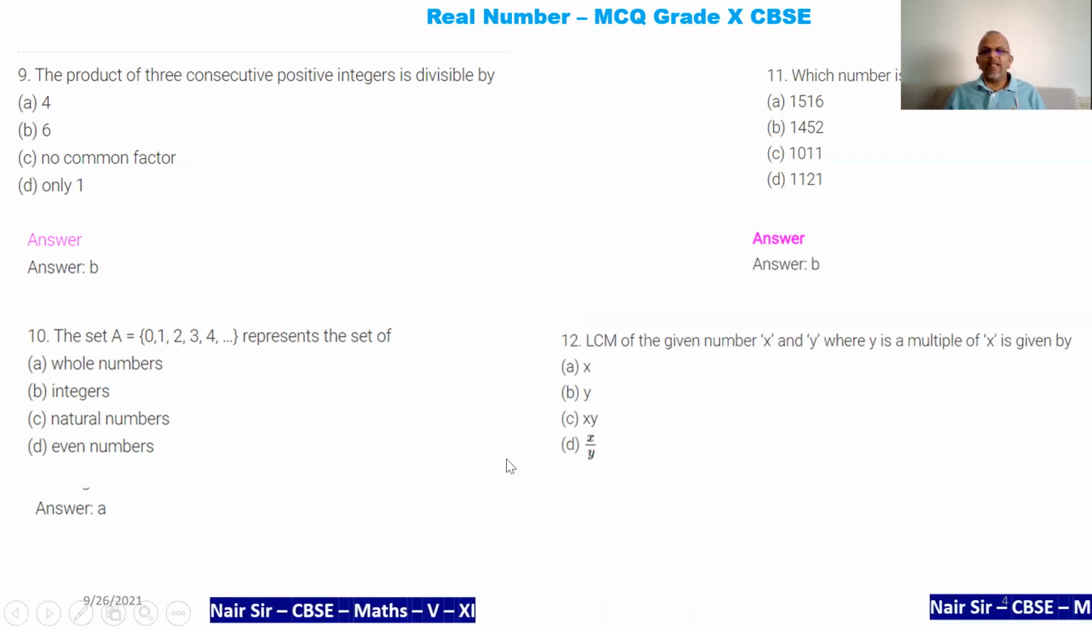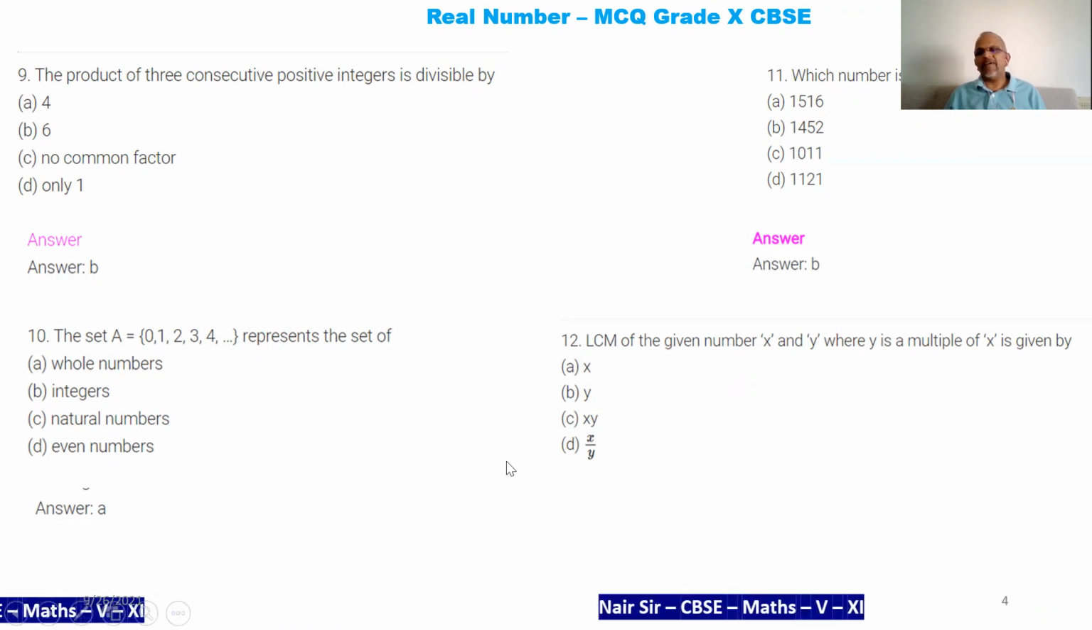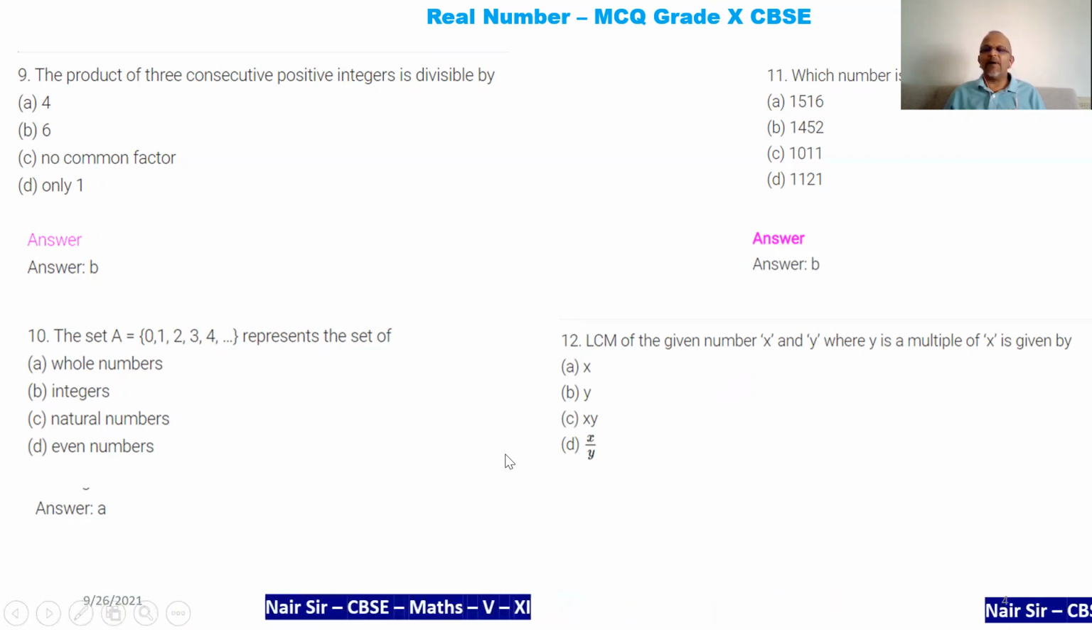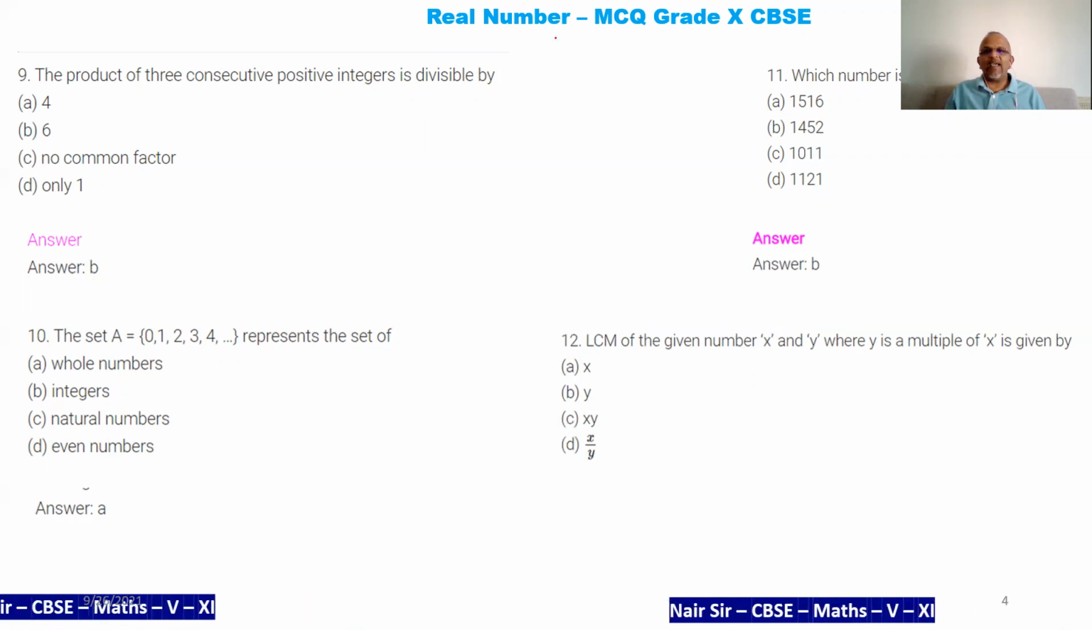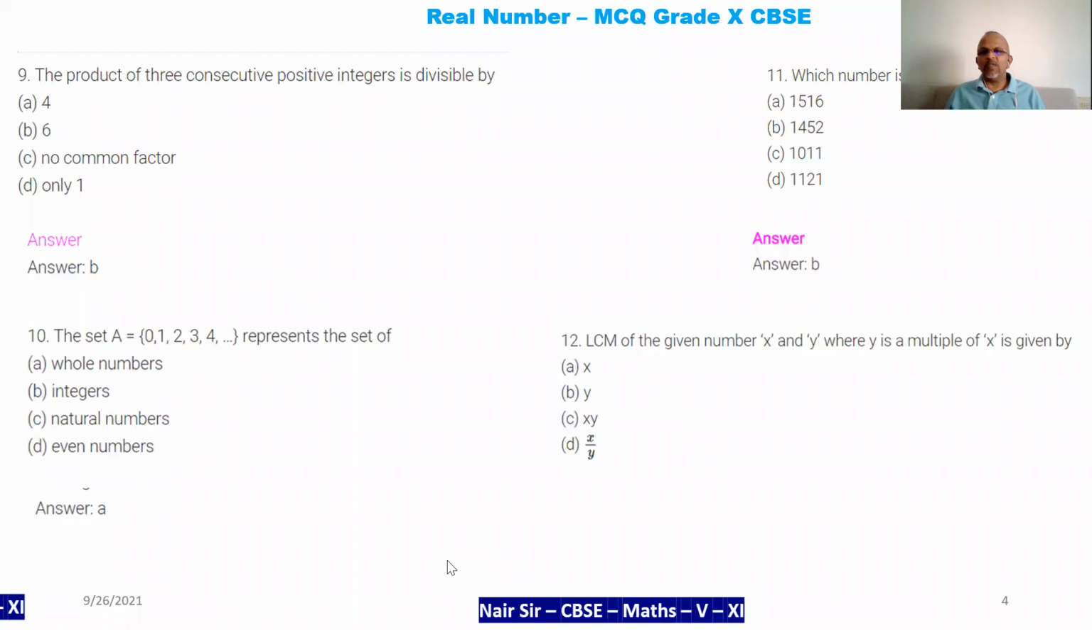The LCM of the given numbers x and y, where y is a multiple of x, is given by. Okay. A bit of a tricky question, but you have to go slow with this question. y is a multiple of x. When I say y is a multiple of x, what do I mean? I mean that y is the HCF.